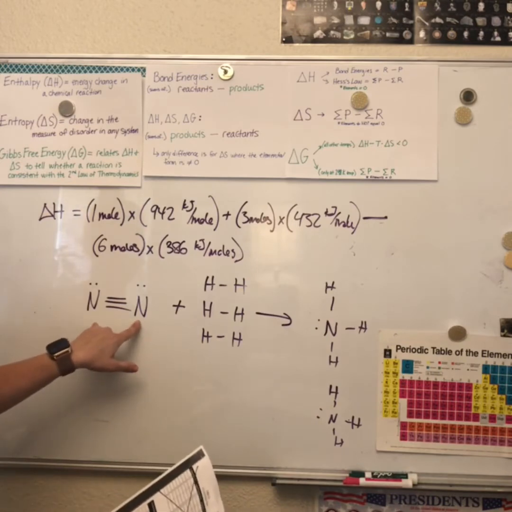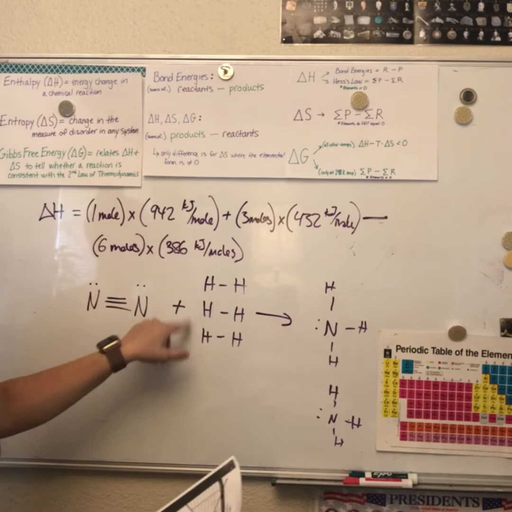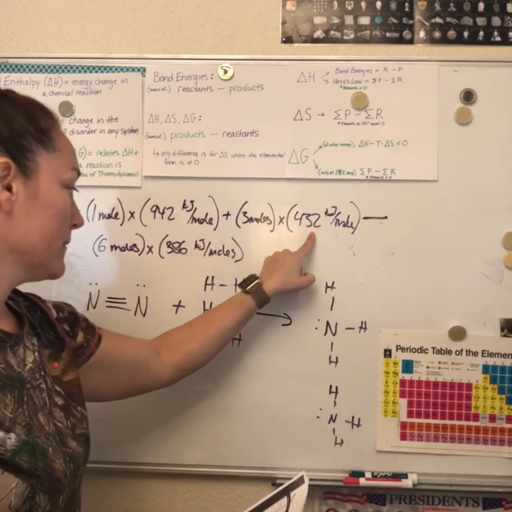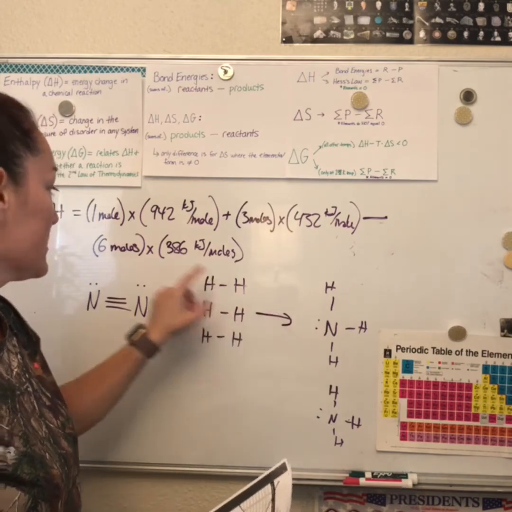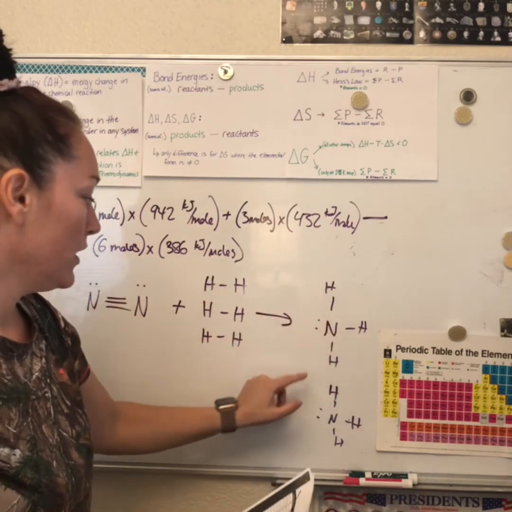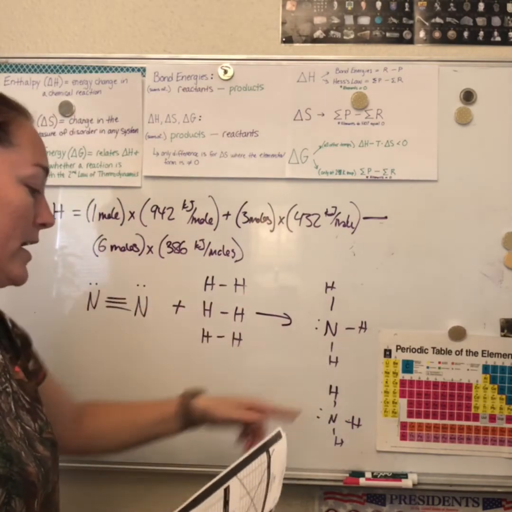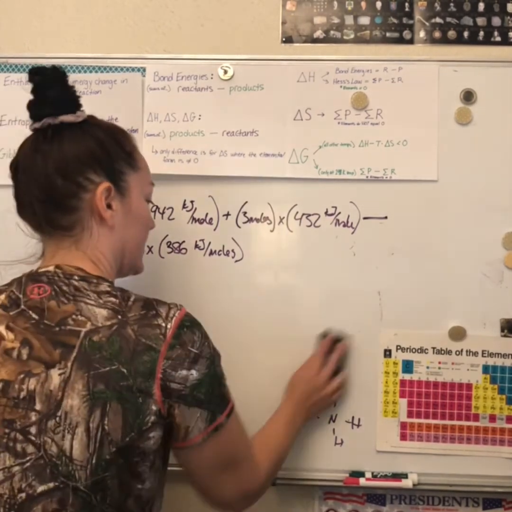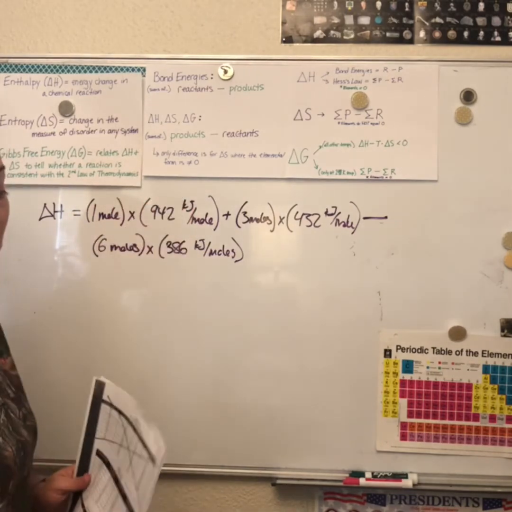Okay? I have 1 of this bond right here. Plus, I have 1, 2, 3 of this bond. Then I'm going to subtract it with my products. And I've got 1, 2, 3, 4, 5, 6 of this bond. Okay? So, I'm just going to erase this for our sake because I don't have room. So now all I do is I crunch each one of these.